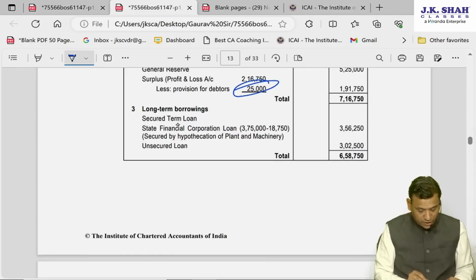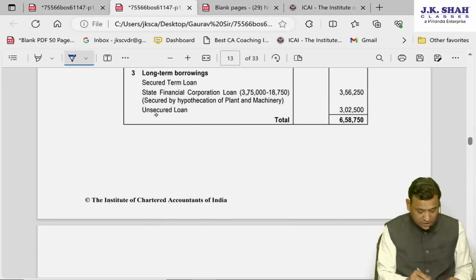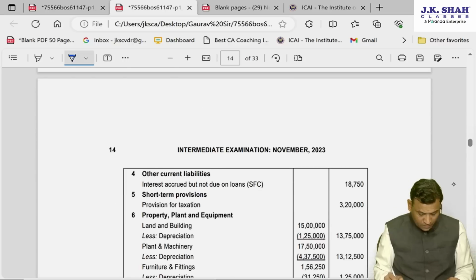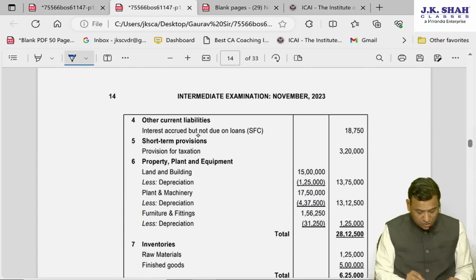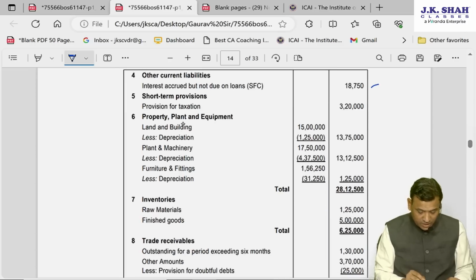Long-term borrowings, secured loan, secured under hypothecation of plant and machinery, 375 minus 18,750, because 18,750 will not form part of my long-term borrowings, and this was an unsecured loan. Other current liabilities, interest accrued but not due, that is 18,750. Short-term provision, that is provision for tax, and we have been given property, plant, equipment, accumulated depreciation, original cost, and so on.